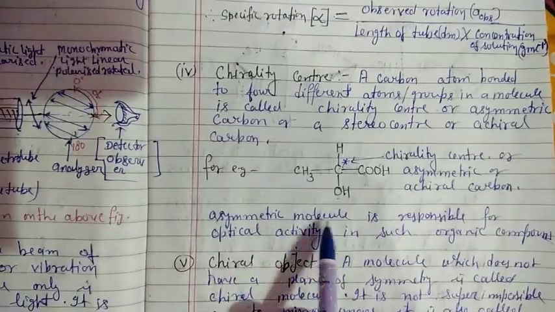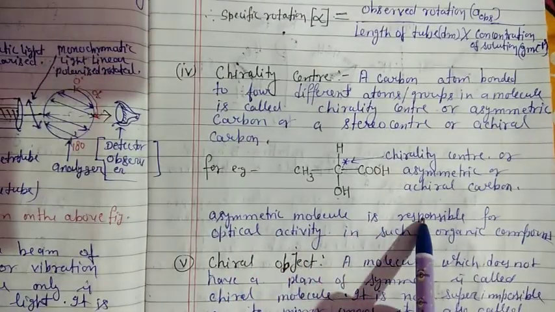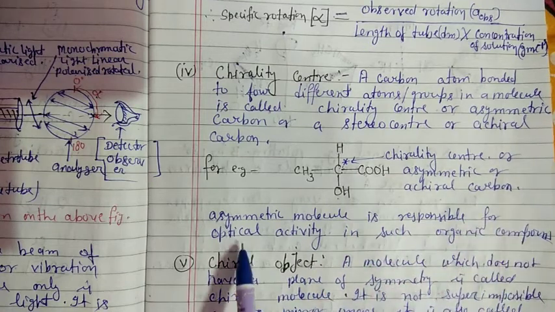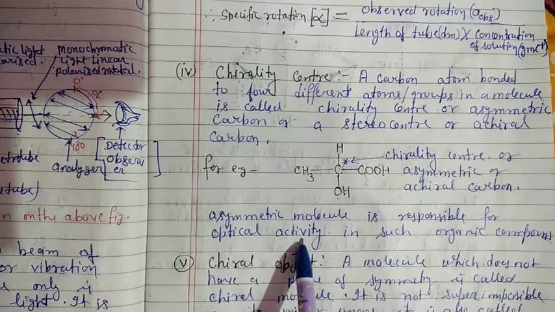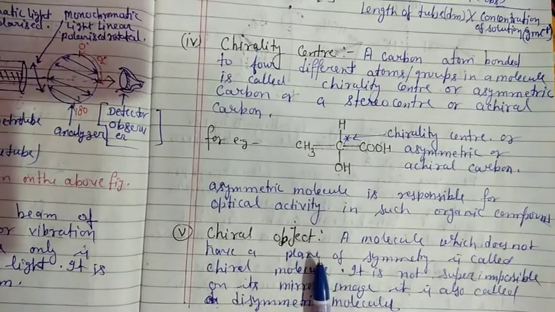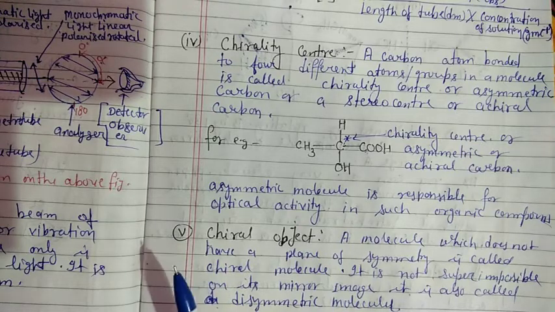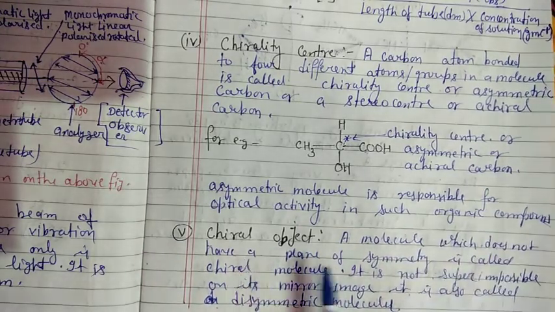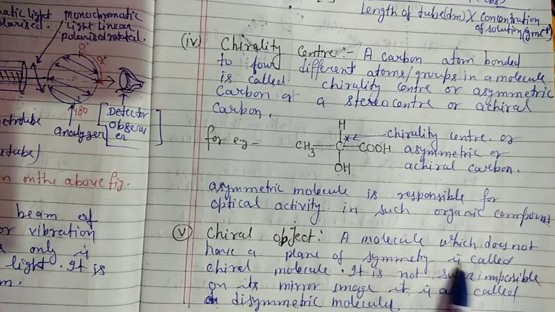Generally, asymmetric molecules are responsible for optical activity in such organic compounds. Next, chiral object. What is a chiral object? A molecule which does not have a plane of symmetry is called a chiral molecule. A molecule that has no symmetry is called a chiral molecule.